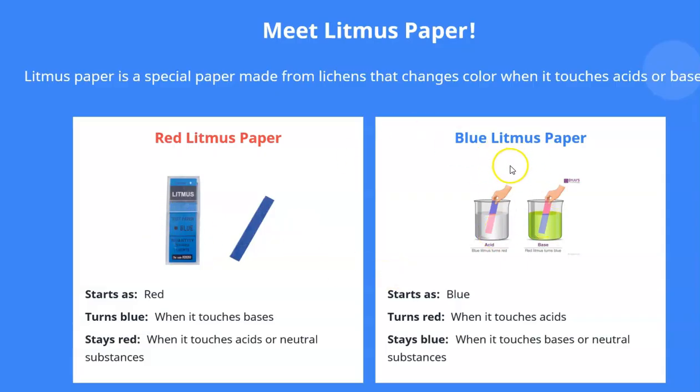And we have here the blue litmus paper. It starts as blue and then it will turn red when it touches an acidic solution and stays blue when it touches a basic or neutral substance. So we have here the illustration acid. This is an acidic solution, so the blue litmus paper turns red when it touches, and then this is a red litmus paper. It turns blue when it touches a basic solution.